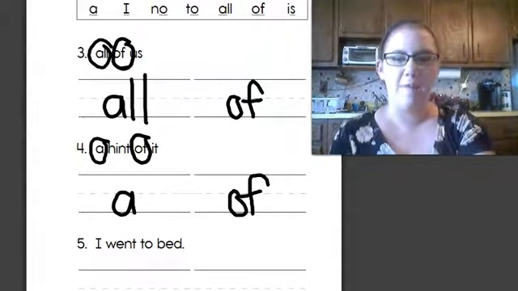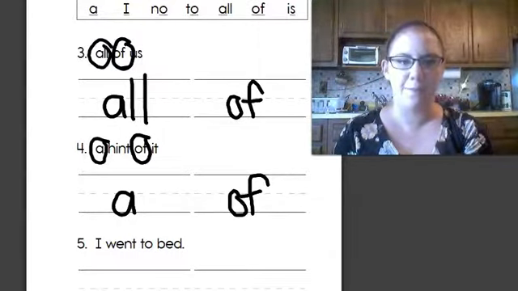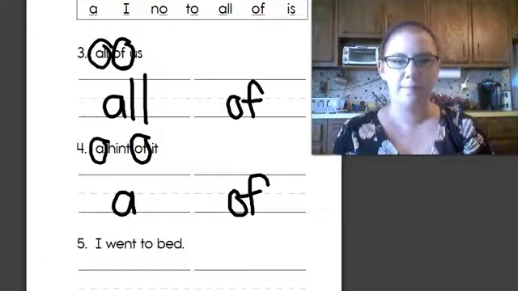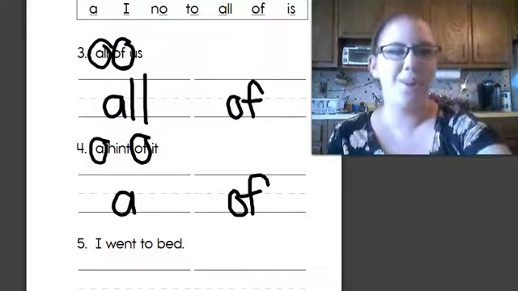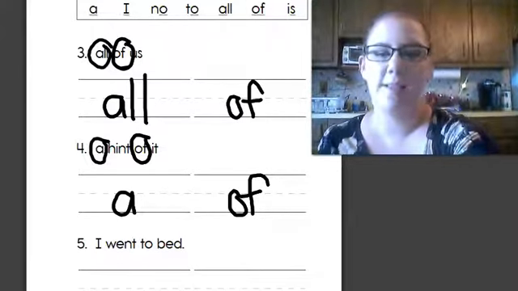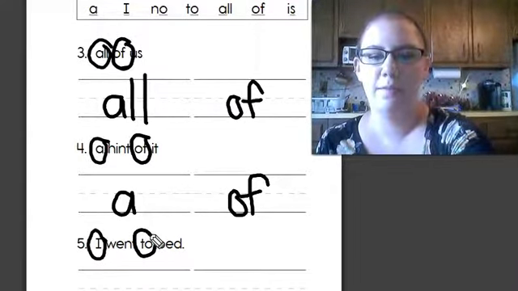Number 5. How many tricky words do you see in number 5? I see 2. Let's circle those 2 tricky words. I and to.